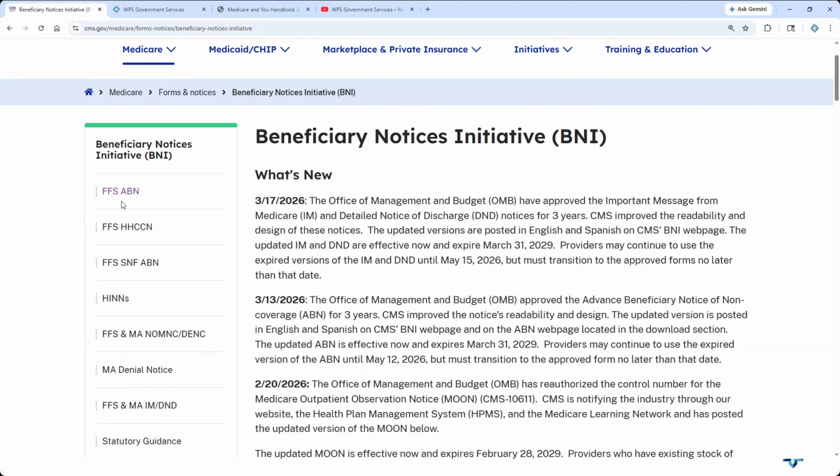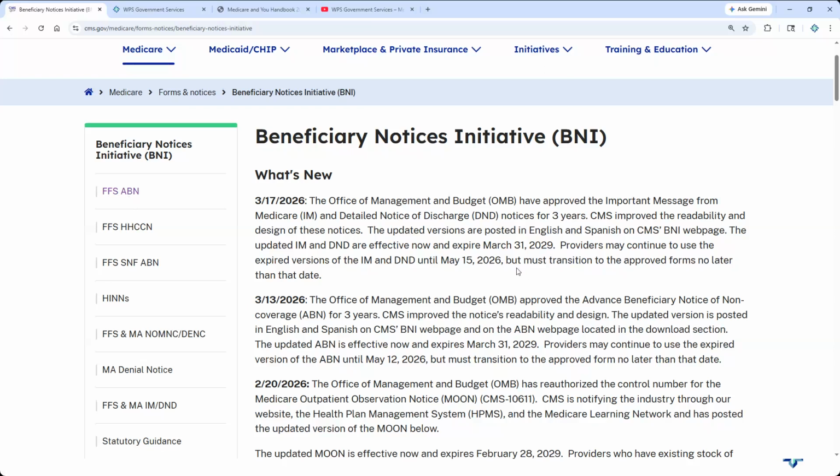Because this does not say MA, that means the form that we're talking about and these modifiers are not applicable for MA, not applicable for Medicare Part C. They are not a part of that. Okay, so that's what FFS stands for. I apologize, I tongue-tied myself.